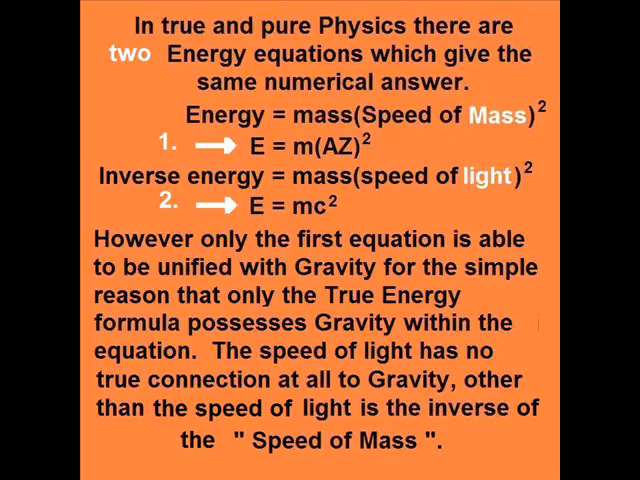Energy is equal to mass times the speed of mass squared. The first equation, E equals maz squared. And inverse energy is equal to mass times the speed of light squared, which is our second equation, E equals mc squared. However, only the first equation is able to be unified with gravity for the simple reason that only the true energy formula possesses gravity within the equation. The speed of light has no true connection at all to gravity, other than the speed of light is the inverse of the speed of mass.